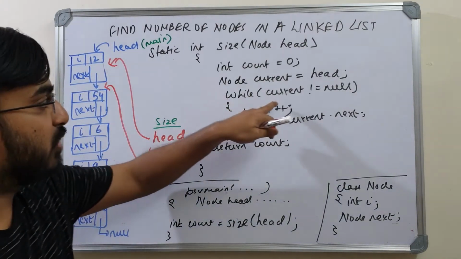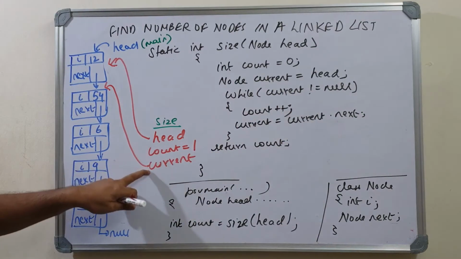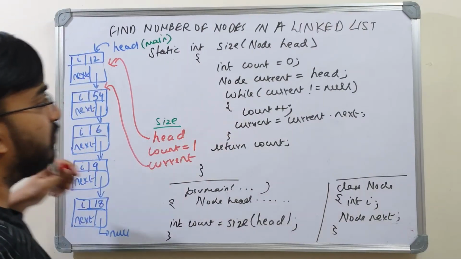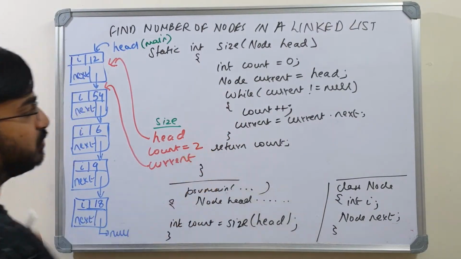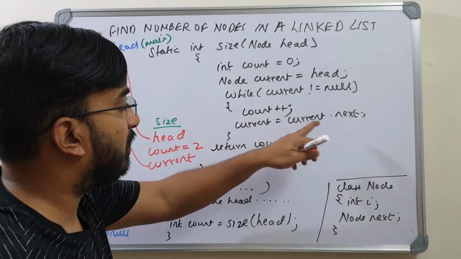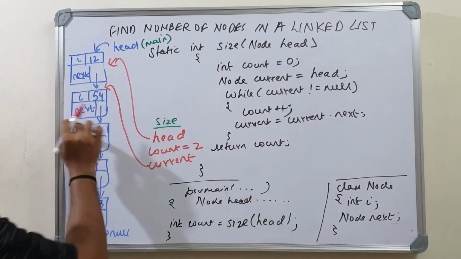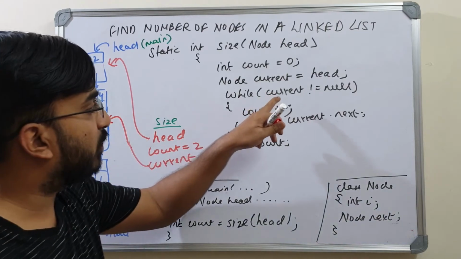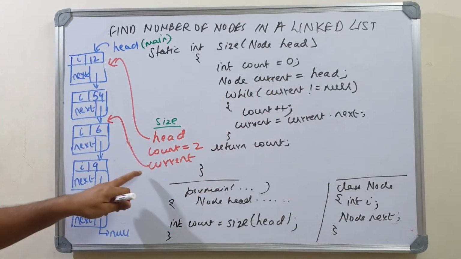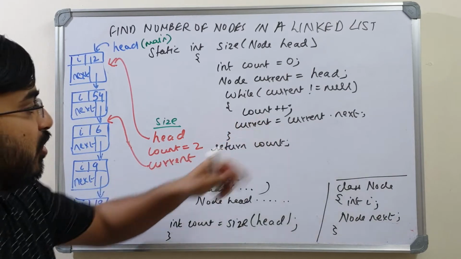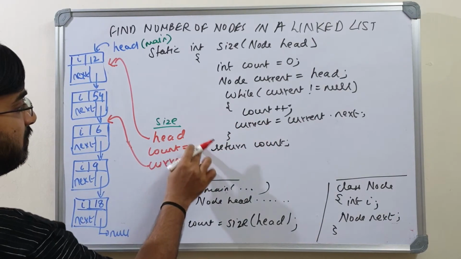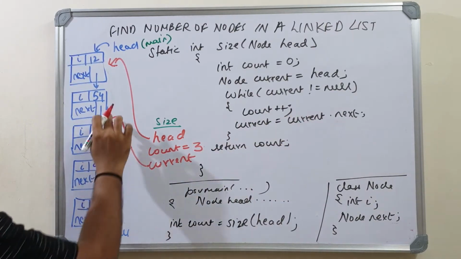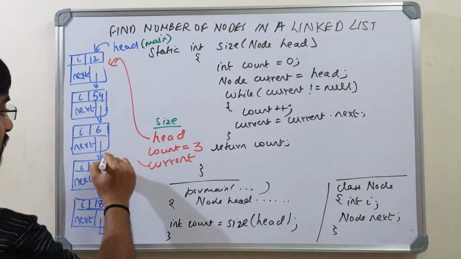You go back to check for the while loop condition. Current is not equal to null. Current is pointing here. This is not null. This is a memory location. You come inside the while loop. You say count plus plus. Count becomes 2. Current is equal to current dot next. So current is pointing here. Current dot next is here. Current points here. You go back to check for the while loop condition. Current is not equal to null. Current is pointing here, not null. You say count plus plus. So your count becomes 3. And then you say current is equal to current dot next. Current dot next is this. So current also points to this location.